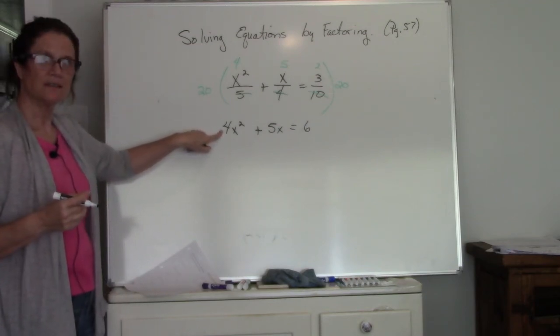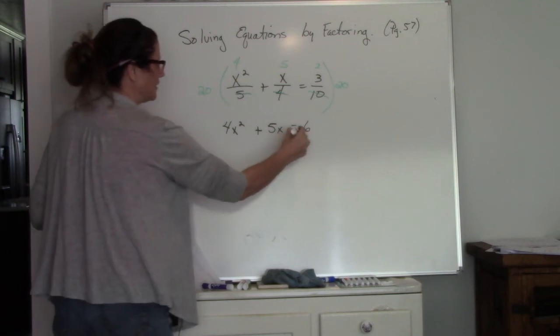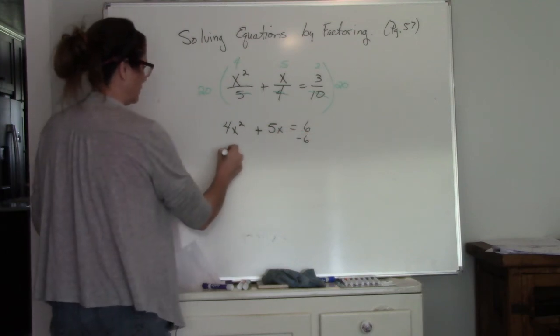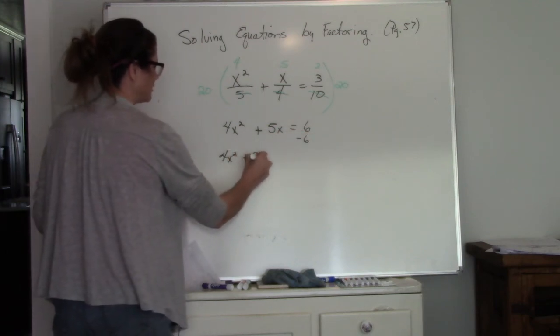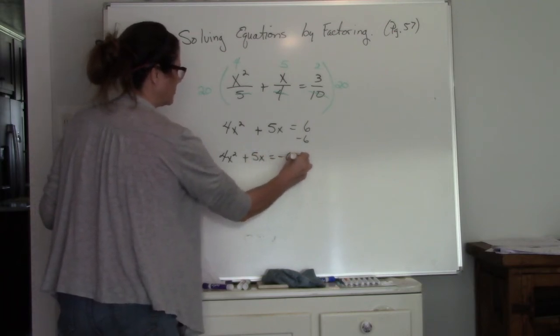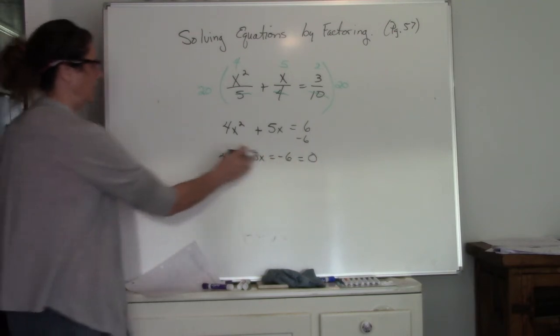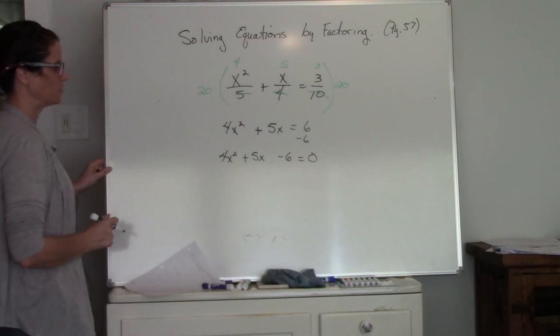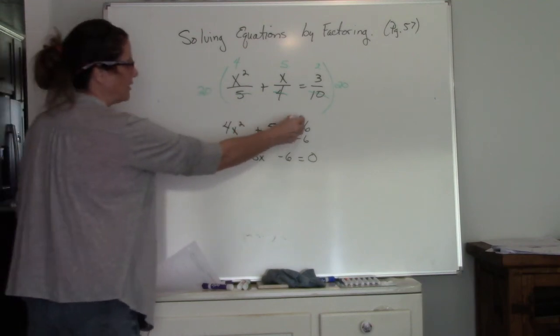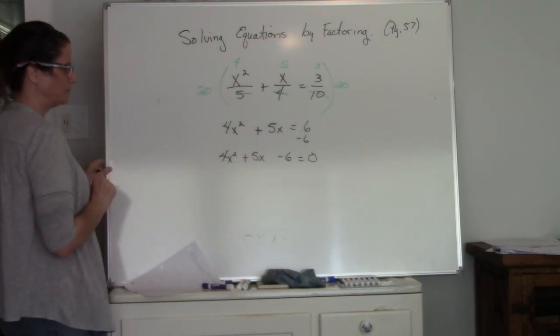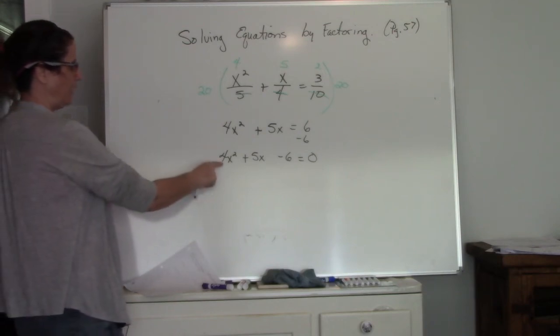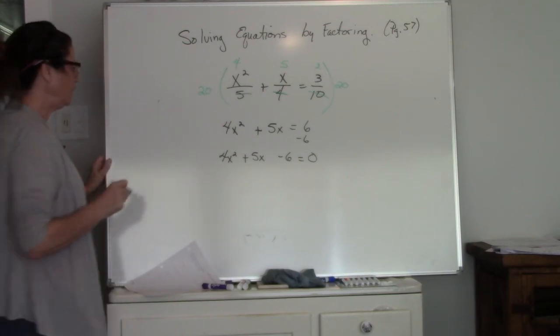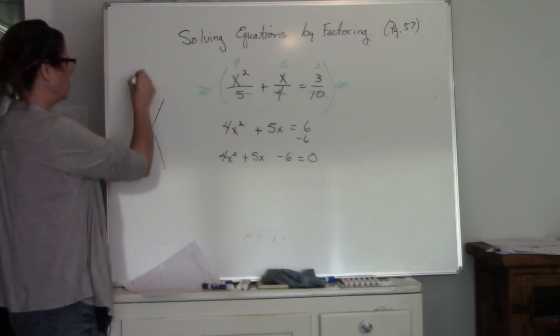I want to set it to 0. So I'm going to bring this 6 over as a negative 6. So I have 4x squared plus 5x minus 6 equals 0. And all I did is subtract 6 from both sides. I have a number in front other than 1, which means I'm going to use the AC method.